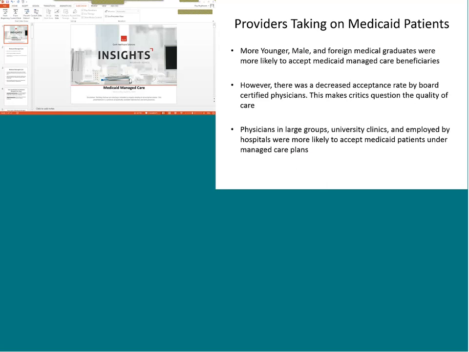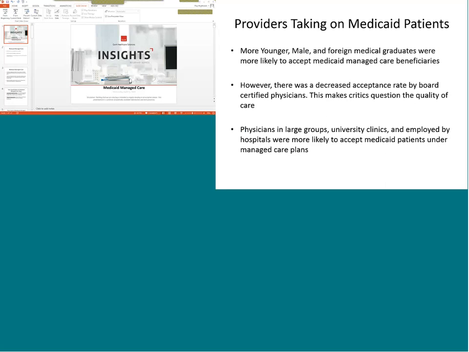What we've noticed also in the research is that the providers taking on these Medicaid patients are usually younger male foreign medical graduates where they were more likely to accept Medicaid Managed Care beneficiaries. And there's a decrease in acceptance by board-certified physicians. And so, thus, it has formed a criticism of the quality of care, making some critics question whether or not they're getting appropriate care.